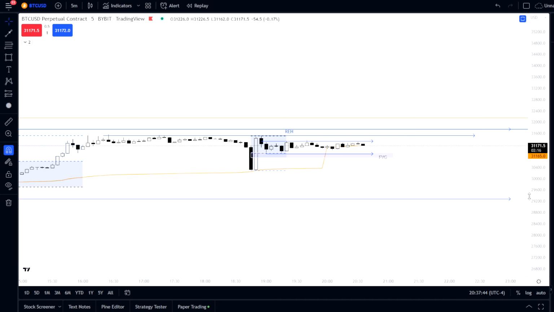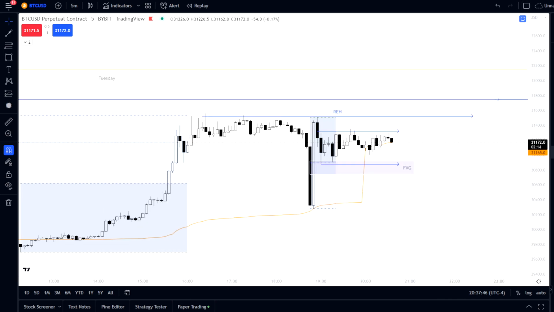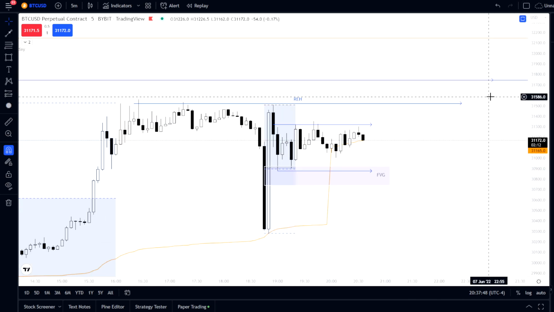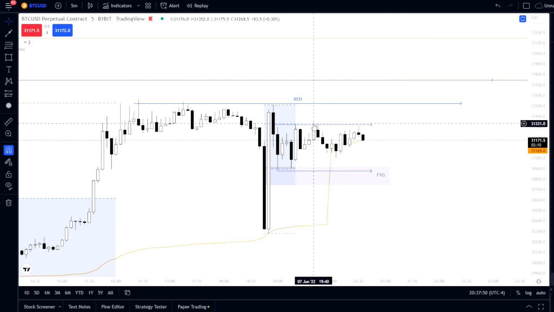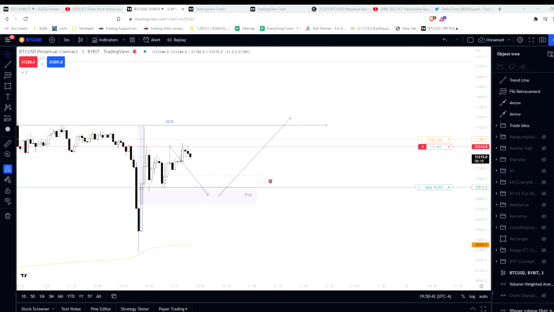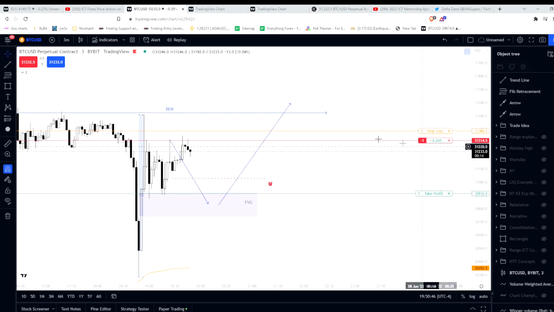I think that's what I want to talk about now. So I did take a short up here. Maybe I can show you quickly. Why did I take this trade? Because we have equal highs above us, and according to the range, we're in a premium market. So I'm waiting for lower. Yep, that's all.